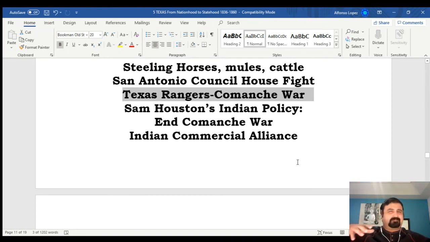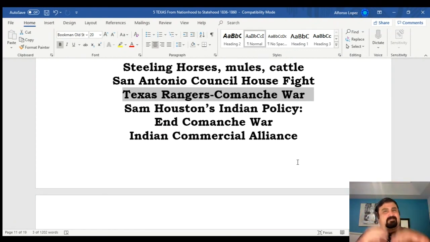Of course, Sam Houston had already created the Texas Rangers, and the Texas Rangers are going to be the ones at war with the Comanches. Again, they're going to be pursuing them, etc. But it was very difficult, this war, because, again, they had no leadership. So there were so many different tribal groups located in different parts of Texas that were fighting simultaneously.